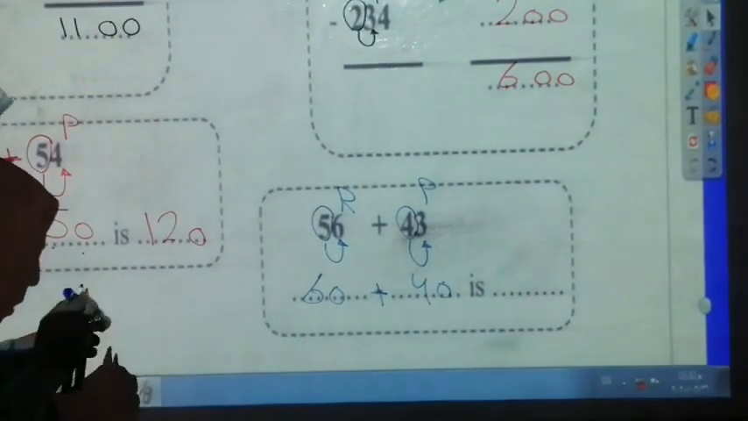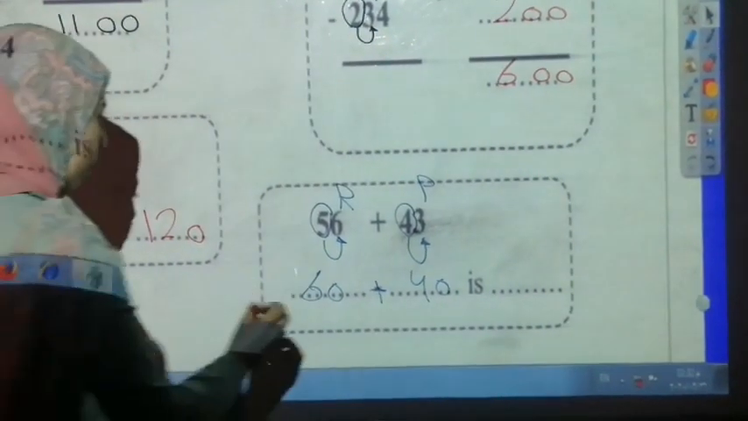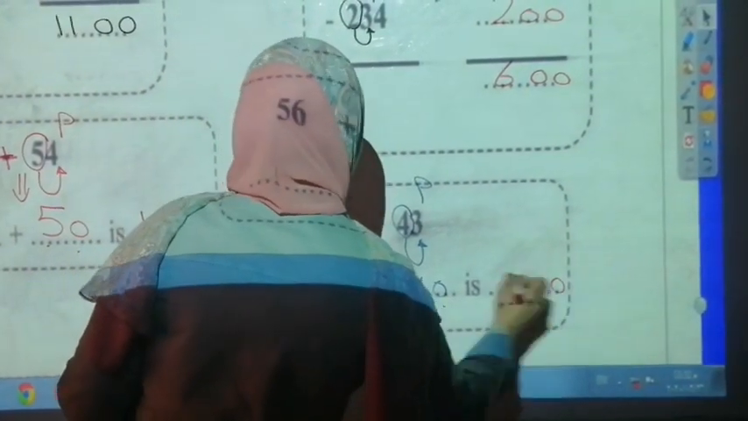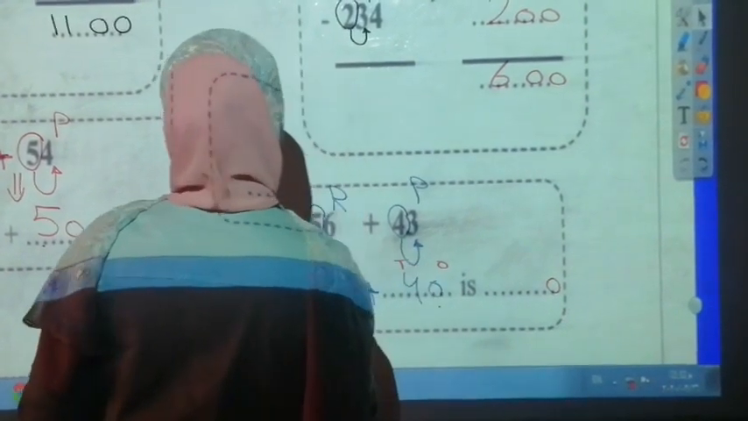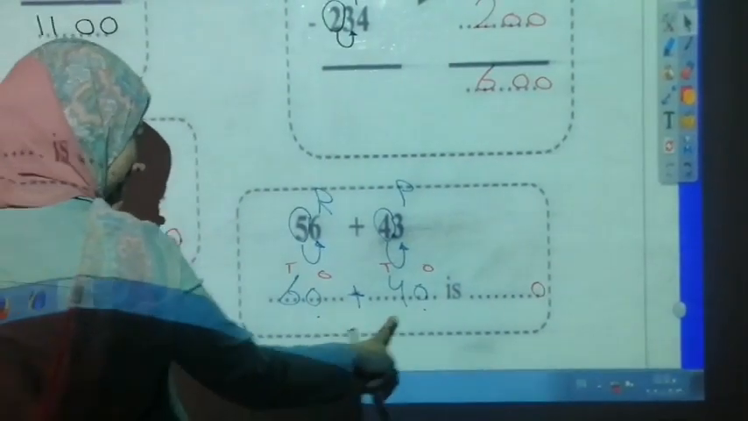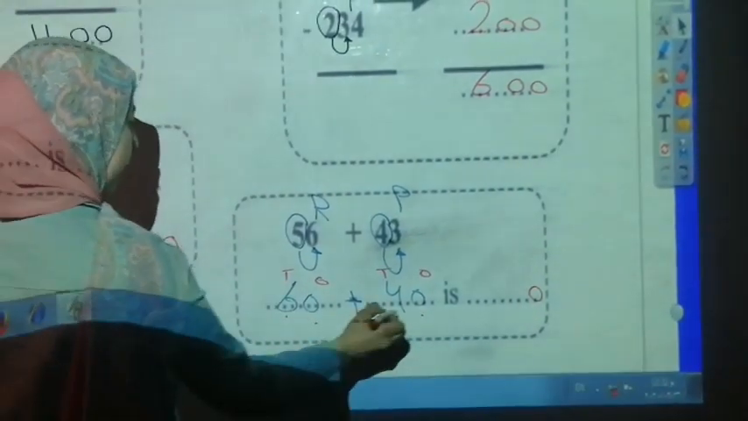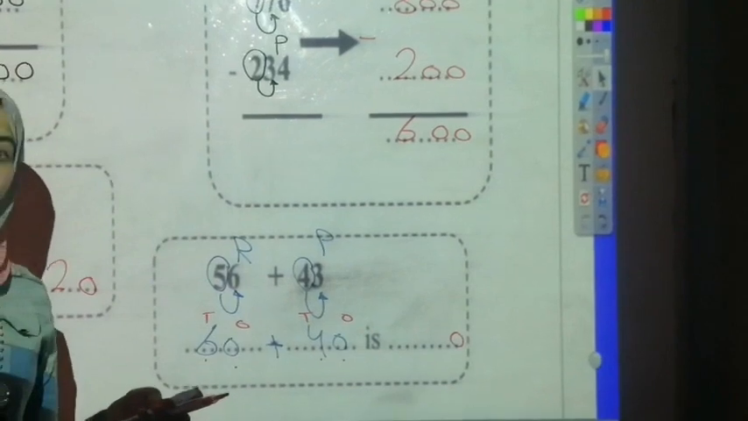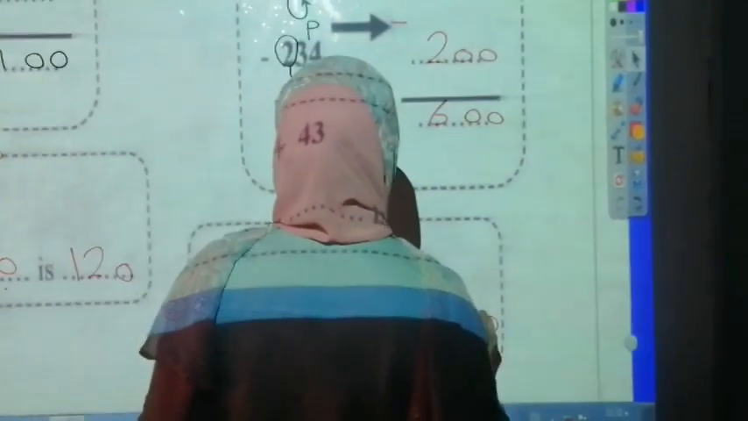60 plus 40. Start from ones. 0 plus 0 equals 0. I have 0 in ones, 4 in tens; 0 in ones, 6 in tens. 0 plus 0 equals 0. Then 6 plus 4. Put 6 in my mind, 4 on my fingers. After 6: 7, 8, 9, 10. Excellent. 100.